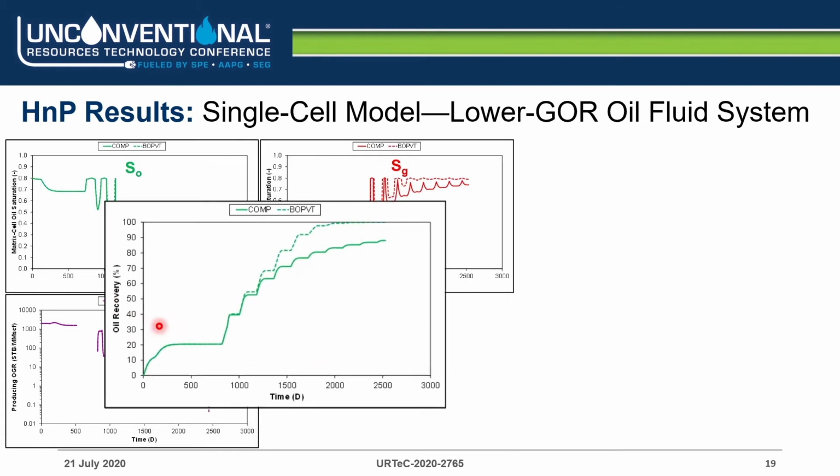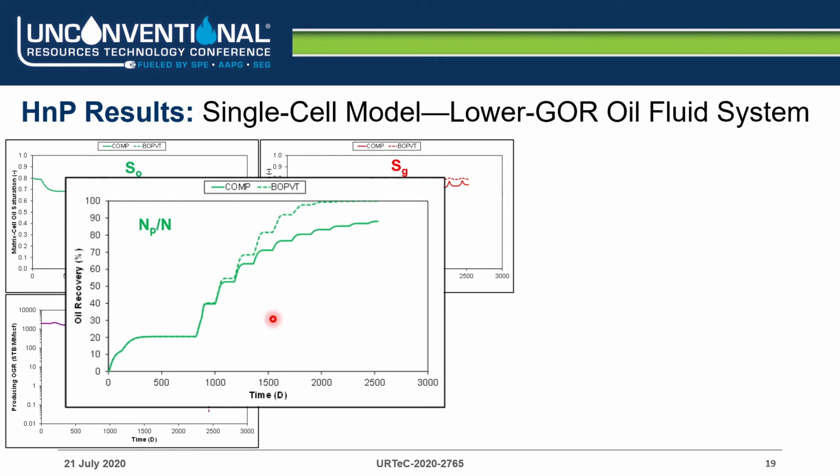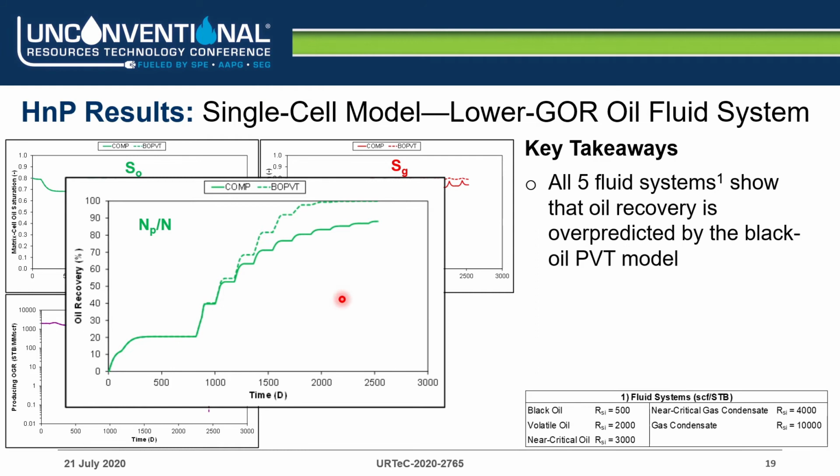But really the key plot that tells everything is this oil recovery factor, where we see that from the second cycle and onwards, there is a non-negligible difference between the two fluid models, and it increases with the number of cycles. So the key takeaway from the single cell modeling is that all 5 fluid systems that we simulate in the paper, given in this table here, show that the black oil PVT model overpredicts oil recovery.